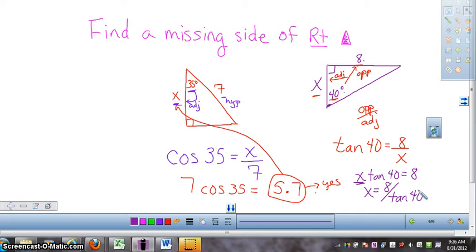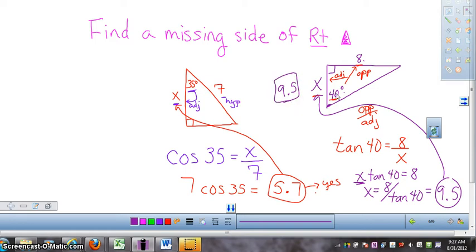Now the algebra on this one's a little bit trickier, but everybody should be able to do that. If I multiply by x, I get x tangent 40 equals 8. And remember, I want x by itself, so x is going to be equal to 8 over the tangent of 40 degrees. And get your calculators out. And I'm going to put that in right now. 8 divided by tan 40. And I get 9.5. I'm going to the nearest tenth. This is 9.5. Is that reasonable? This one's a little bit harder to tell.